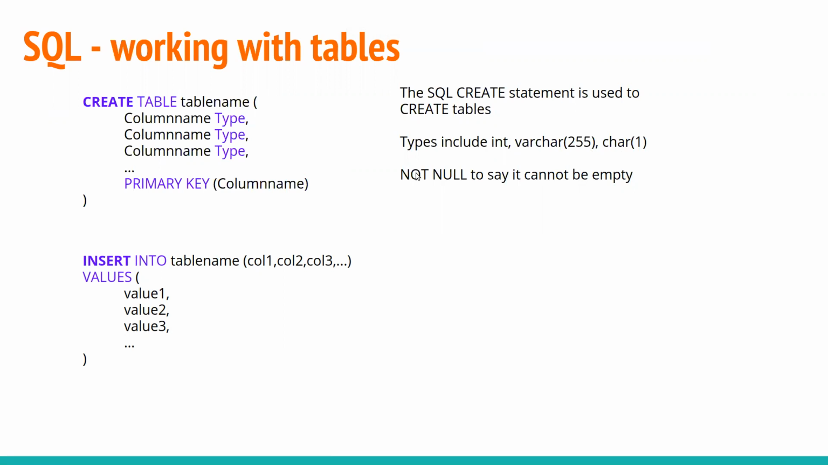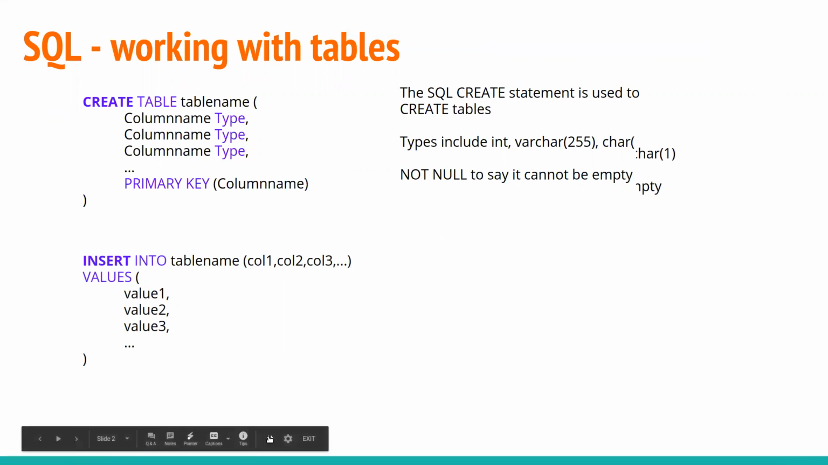Currently this is just an empty table. It has four columns, but those columns have nothing in them. It has a primary key to uniquely identify each row, but it doesn't have any rows yet, right? It's just an empty table. It's just a structure. So what I want to do now is insert into the table.